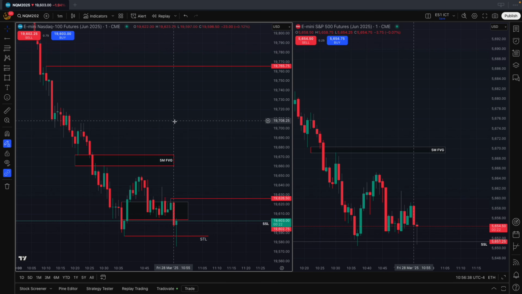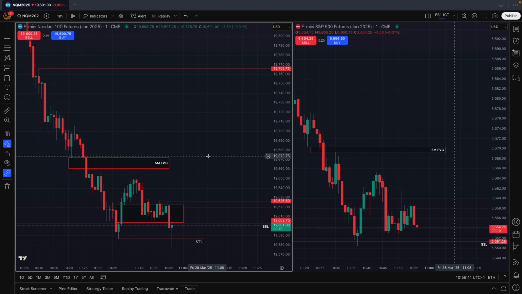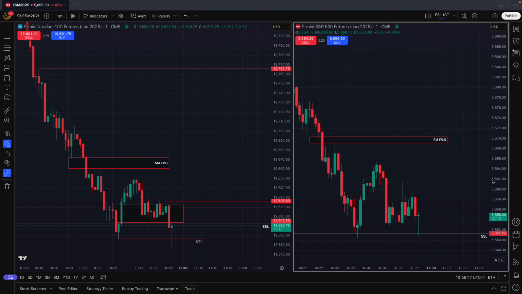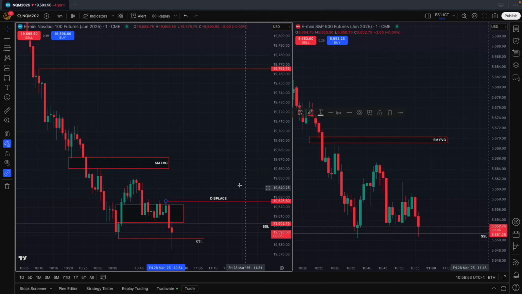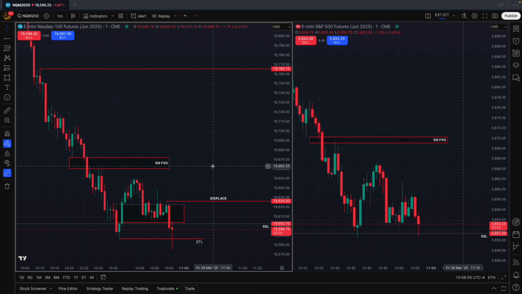And if we do get that, I will be taking longs from this point. So the original sweep of sell side has now been taken out. It's also given us a bullish SMT on ES. So if we get a displacement from this point here, then that's going to be my preference to take longs as of now.